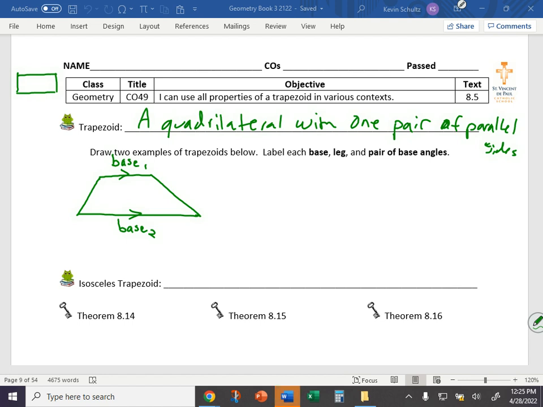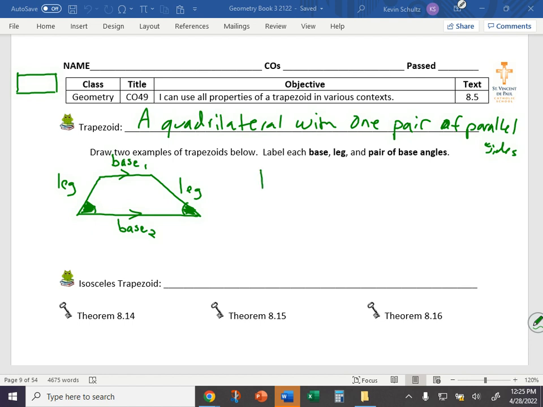The legs of the trapezoid are the sides of it. And the base angles would be the angles at the base of the trapezoid. I shouldn't mark them with congruency symbols because they're not always going to be congruent, so I'll just shade them in here instead. So you have the two bases, they'll always be different lengths. You've got the two legs and then the base angles.